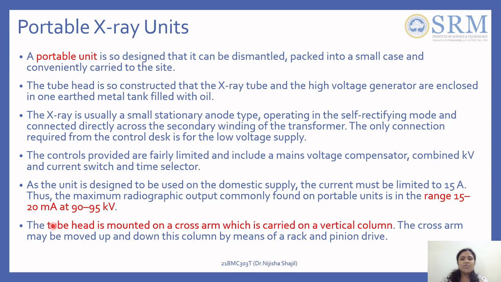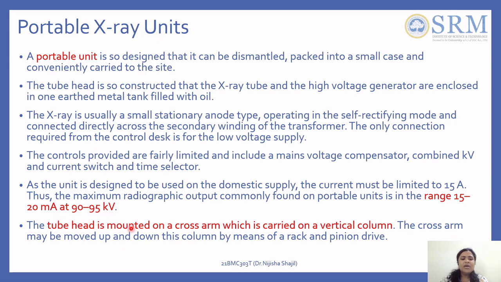So hence what this is saying is we use a stationary type of anode because you want to reduce the supply voltage, everything has to be reduced. We are going to use a single main. So you are going to use a domestic supply to power it. So we use everything of a low ampere. So you can see here it is around 15 milliampere, and the maximum that it can go to is 20 milliampere with 90 to 95 kilovolt supply only.